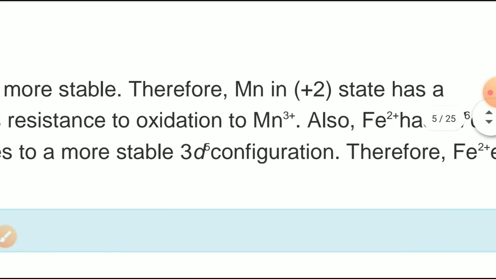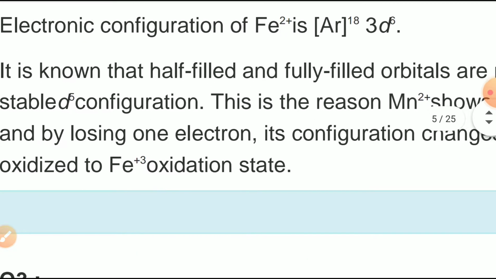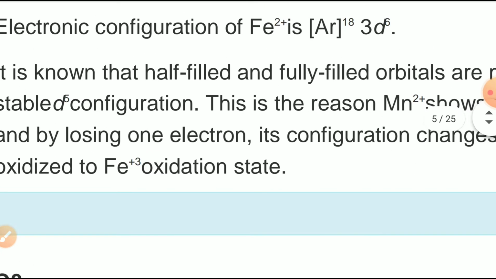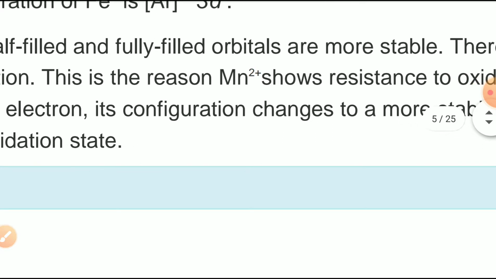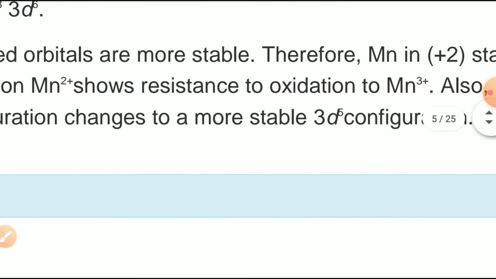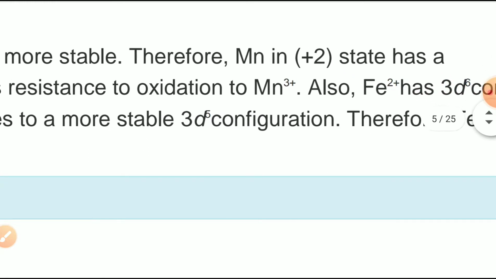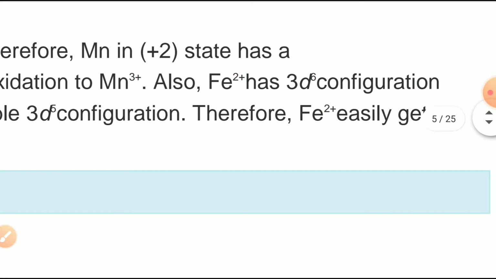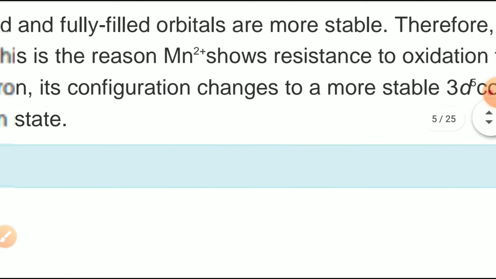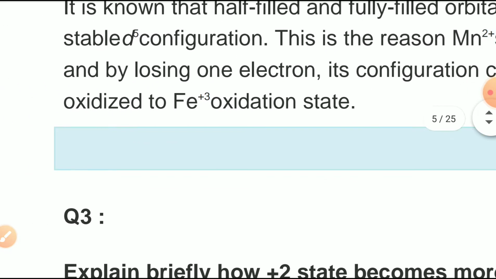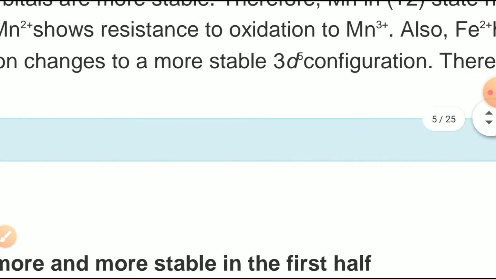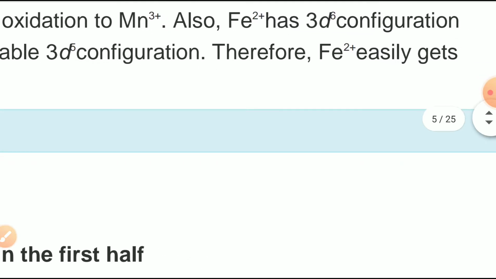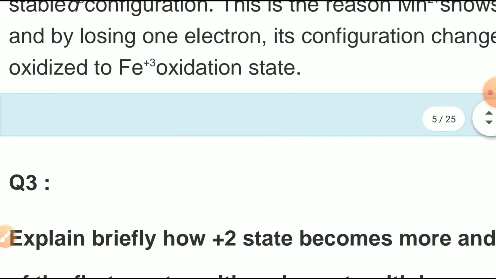Therefore, the Mn2+ state has a stable d5 electronic configuration. This is the reason Mn2+ shows resistance to oxidation to Mn3+. Also, Fe2+ has 3d6 electronic configuration, and by losing one electron, its configuration changes to the more stable 3d5 configuration. Therefore, Fe2+ is easily oxidized to the Fe3+ state.